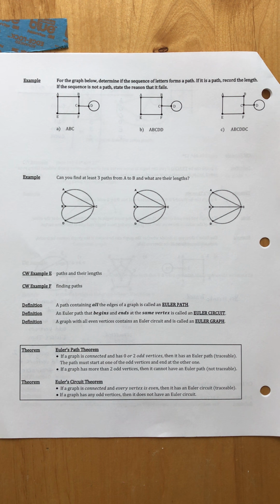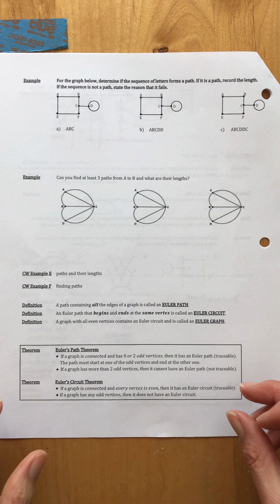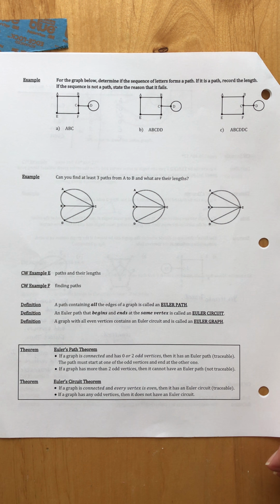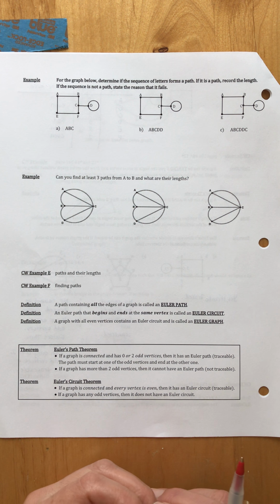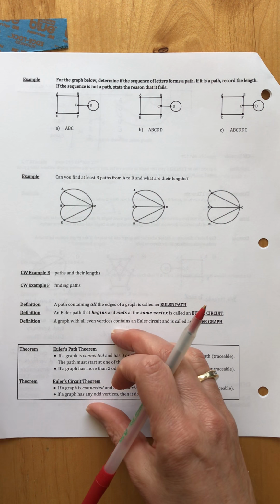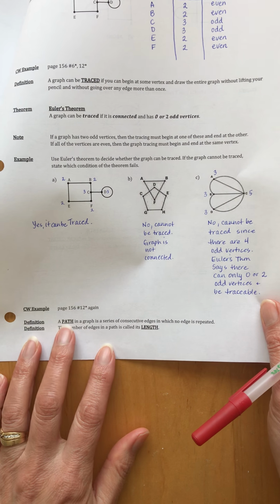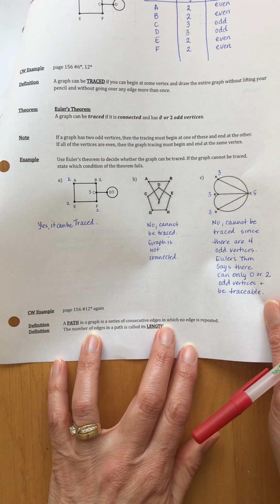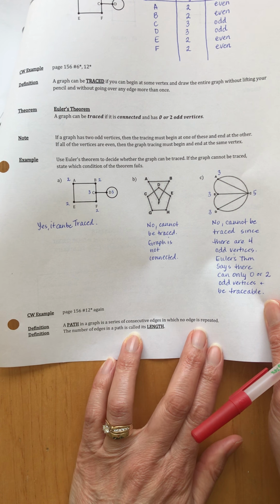Welcome back to section 4.1, page 4. So in this example, we're asked to determine if the sequence of letters forms a path. If it is a path, record the length. If the sequence is not a path, state the reason that it fails. So remember, if we look back to our definition, what does it mean to be a path? A path is consecutive edges and no edge is repeated.